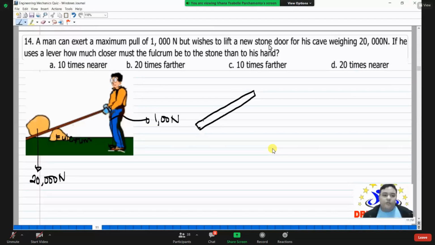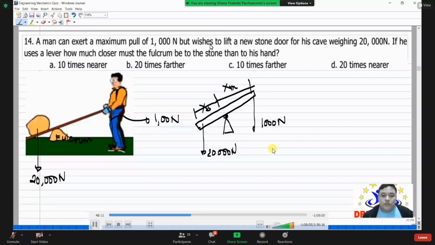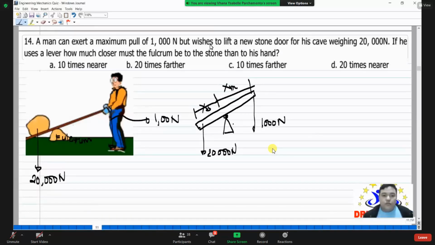So pwede natin siyang gamitan ng moment. So dito 20,000 newtons. This is 1,000 newtons. So ilan daw yung distance niya dito from the fulcrum? So let's call this as XS, or yung ating distance from the stone to the fulcrum. And yung XM natin, yan yung distance ng man dun sa fulcrum. So therefore, since meron dito reaction, so eradicate na lang natin yan.